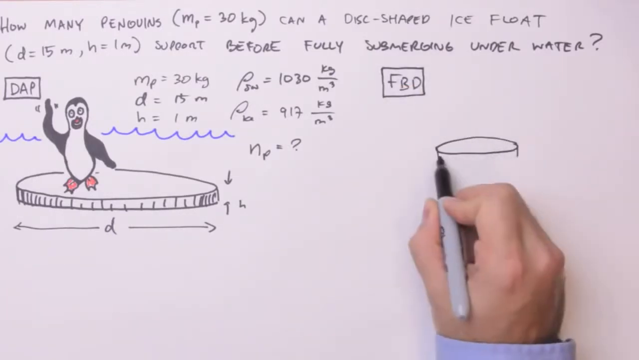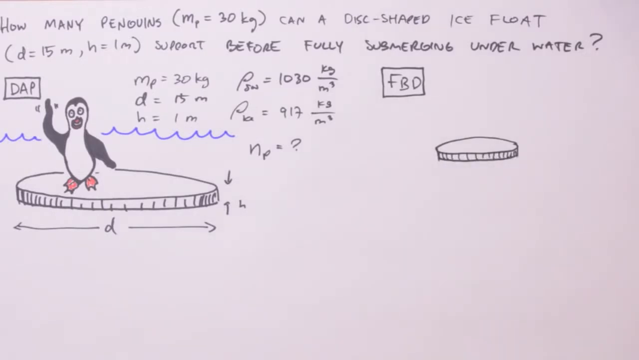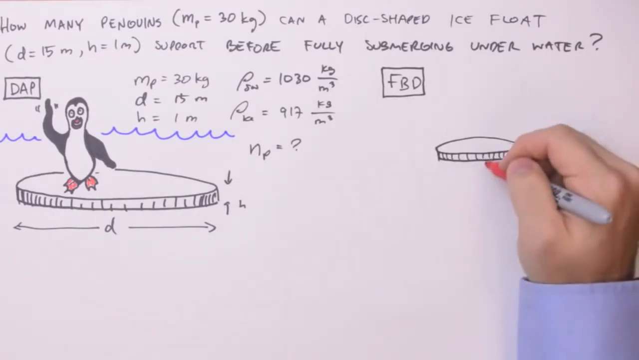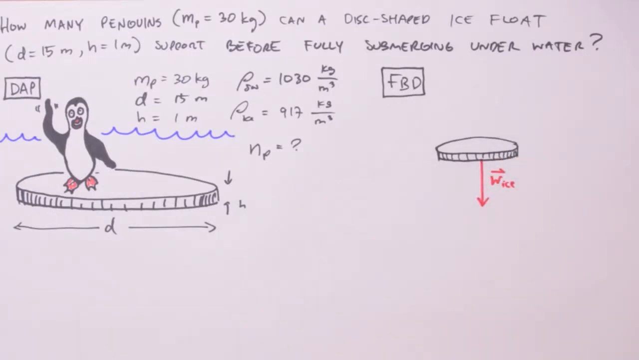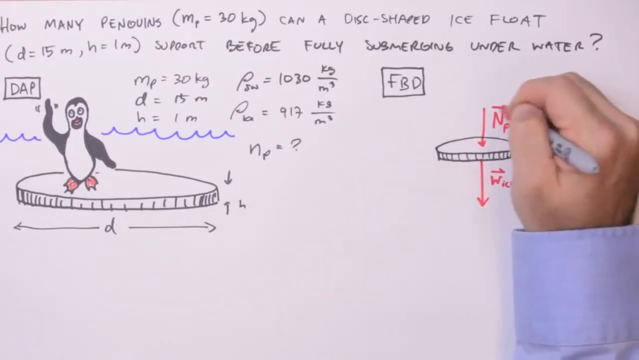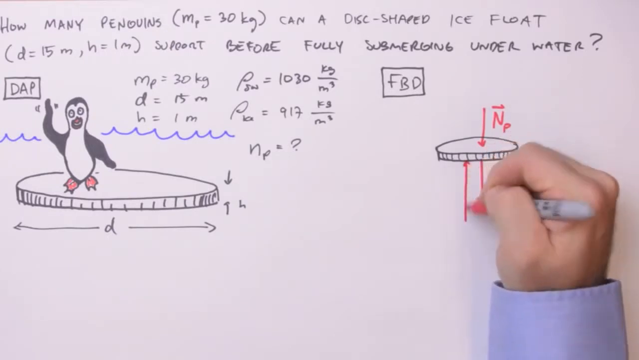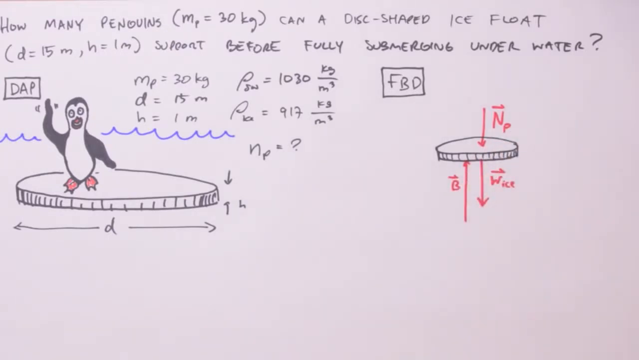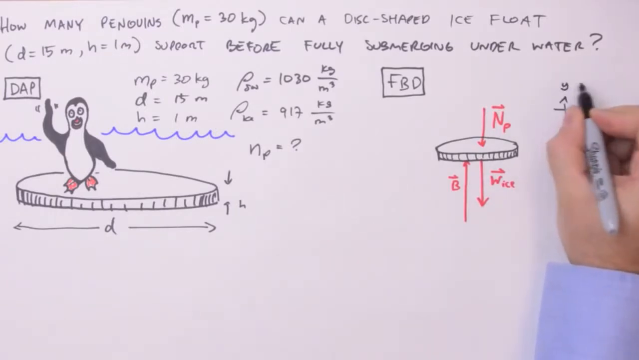A free body diagram is a diagram which isolates a body from its environment, indicating only the forces acting on that body. The forces acting on our ice float are thus the weight of the ice itself, that is the force due to gravity, the normal force due to the penguins standing on top of the ice float, and balancing out these two forces is the buoyant force, due to the ice float being immersed in a fluid. Last but not least, we want to indicate our coordinate system.